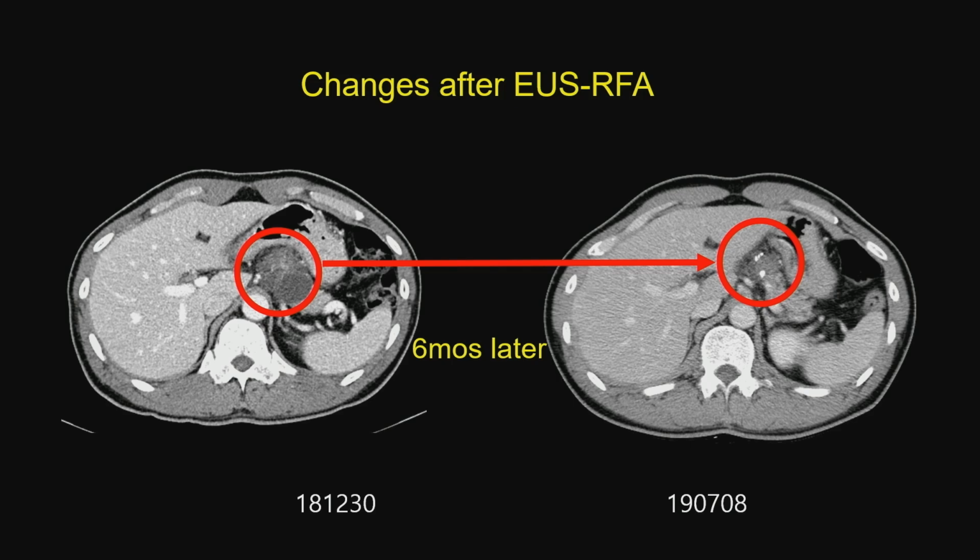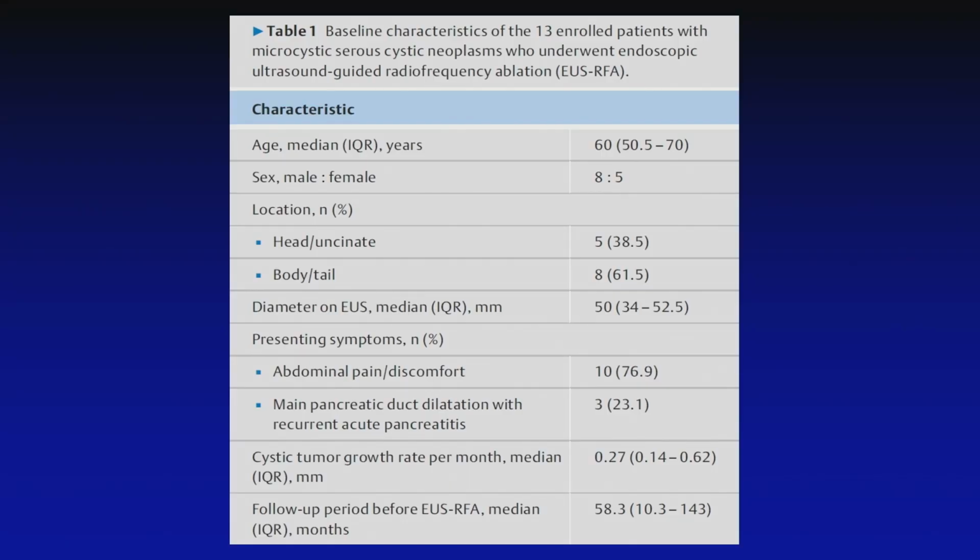Left side CT is before treatment. On the right side, 6 months after, we can see marked volume decrease of this serous cystic tumor. During this study period, we enrolled 13 patients with microcystic serous cystadenoma. And the median size of the tumor was 5 cm. And presenting symptoms were abdominal pain or discomfort in 10 patients, and MPD dilation observed in 3 patients.